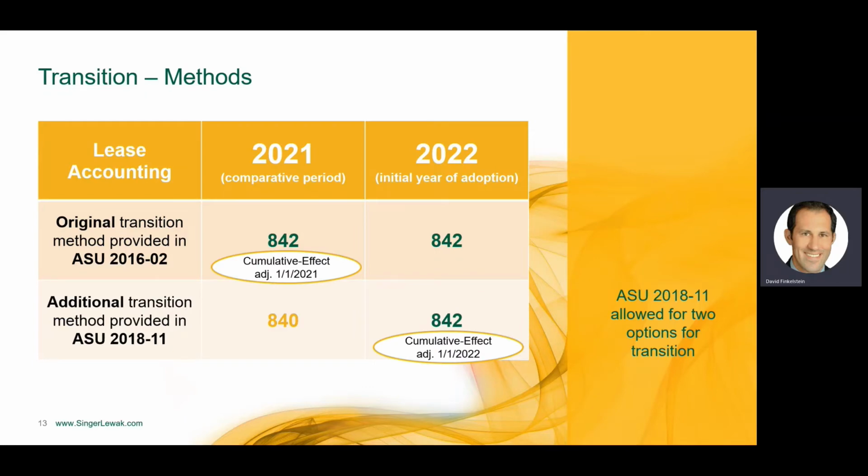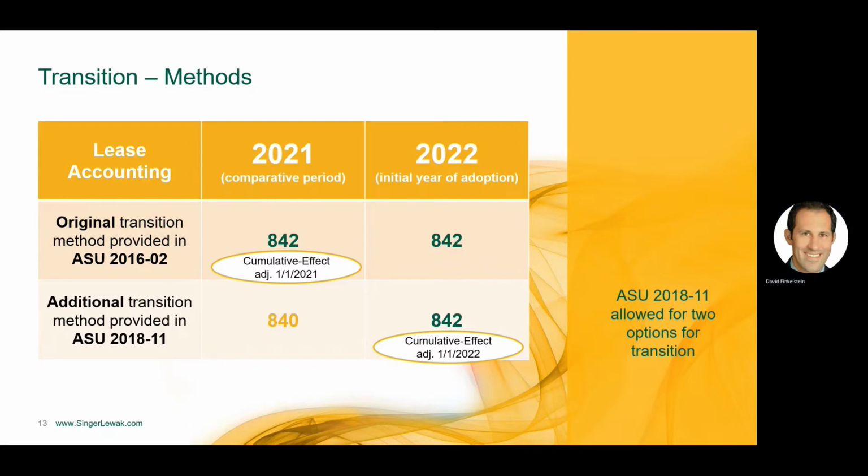Now, 842 allows for different transition methods. The first one to consider is if you are not presenting comparative financials, you would only adopt it in your reflective year. So for private companies, your 2022 year-end financials. If you are presenting comparative financials, there's a couple different options available under 842, as well as allowed under the additional transition method, which was granted later.